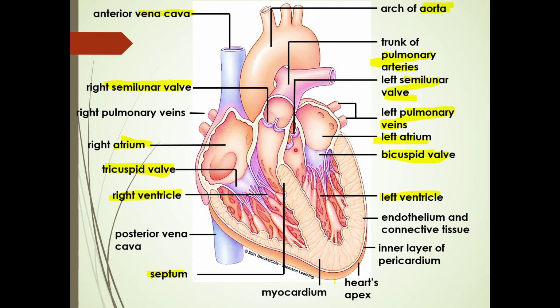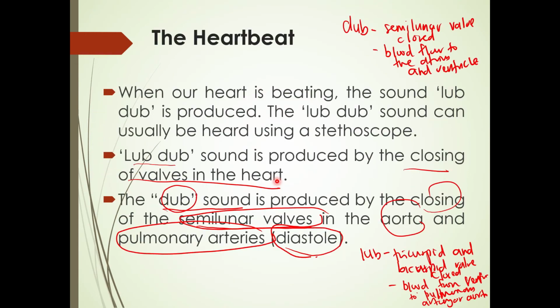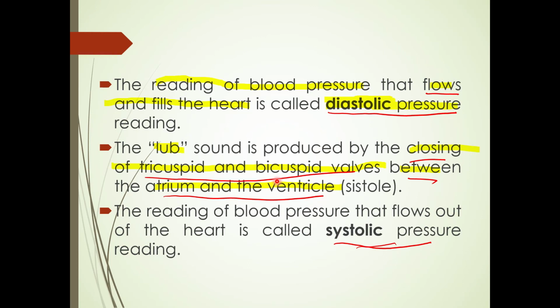When the semilunar valve is closed, the tricuspid and bicuspid will open, and the blood will go to the atriums and then to the ventricle. At this time, the muscle of the ventricle is relaxed, not contracting, so it produces the dub sound. That one is the diastole. This one I already explained: the reading of blood pressure when blood flows and fills the heart is called the diastolic pressure reading. So when the blood goes to the atrium and then the ventricle, we call it the diastolic pressure reading. If you read the blood pressure, that one is the diastolic pressure, when the blood enters the atriums and the ventricle and the semilunar valve is closed, for both sides.